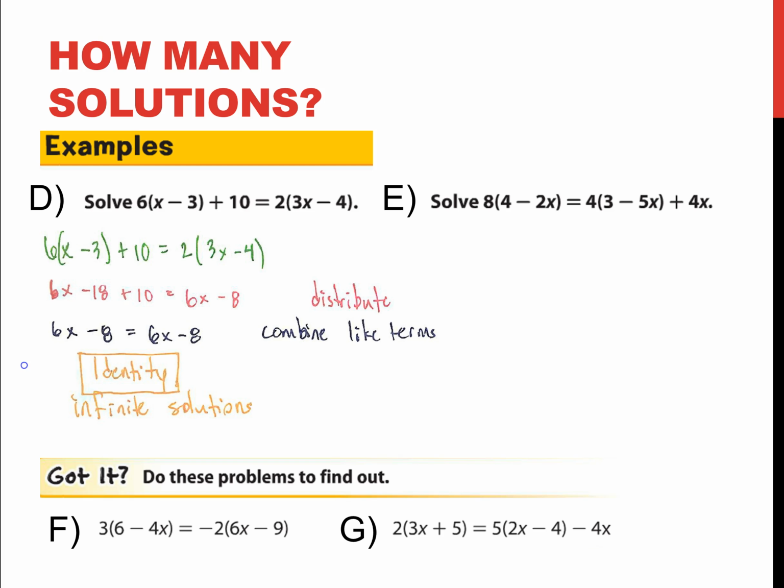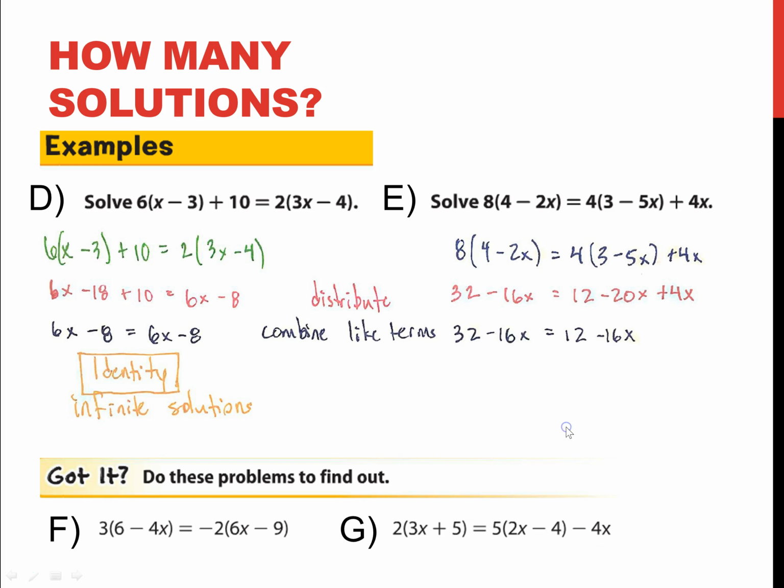So let's take a look at E. Rewriting the problem, I'm going to go ahead and distribute. So 8 times 4 is 32. 8 times 2 is negative 16x here. 4 times 3 is 12. 4 times negative 5 is negative 20. I've got to combine those terms together. And of course, 32 minus 16x is equal to 12 minus 16x.